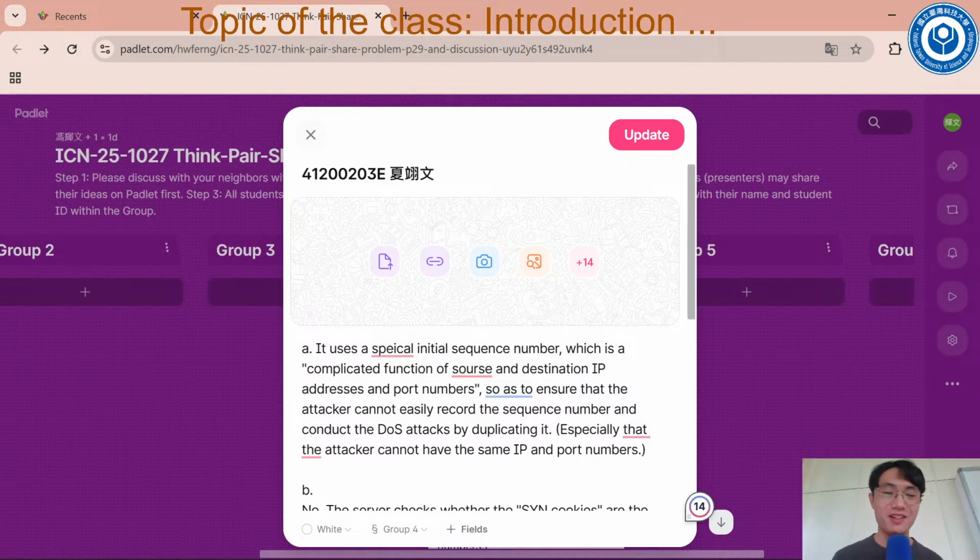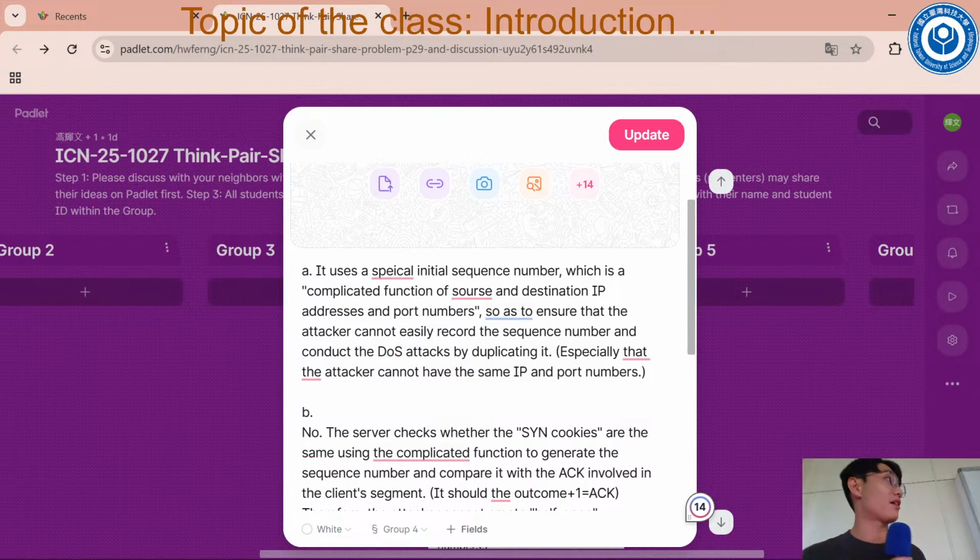Give it a try. Okay, so about the first question, it asks us why it is necessary to use the spatial initial sequence numbers in the, how to pronounce it, SYN ACK. Okay, and then I guess that the answer is that it uses it to ensure that the attacker cannot easily record the sequence number, because the sequence number is generated from a very complicated function related to the source, the 4-tuple information involved in the segment. Okay, this is for question A.